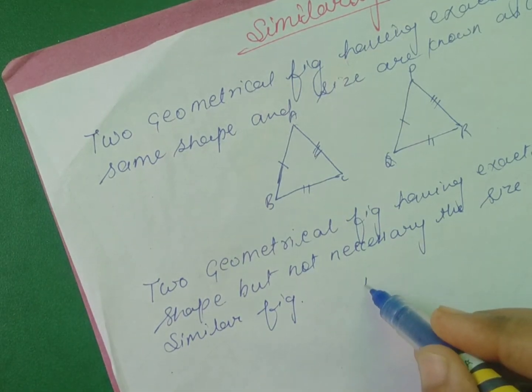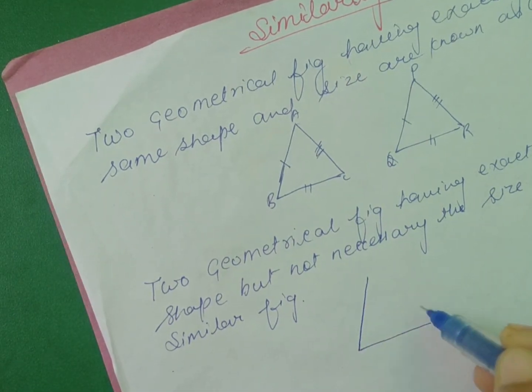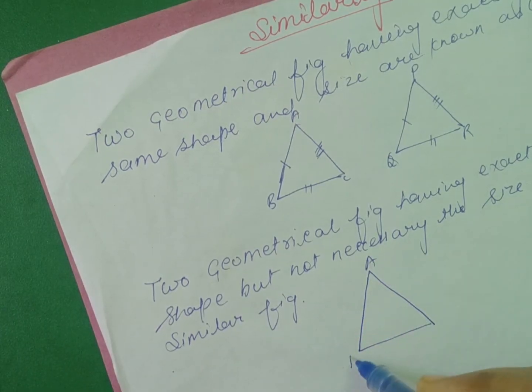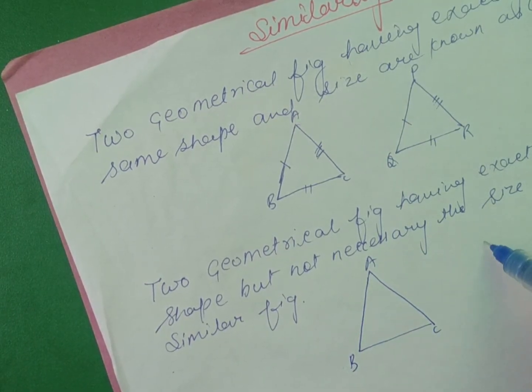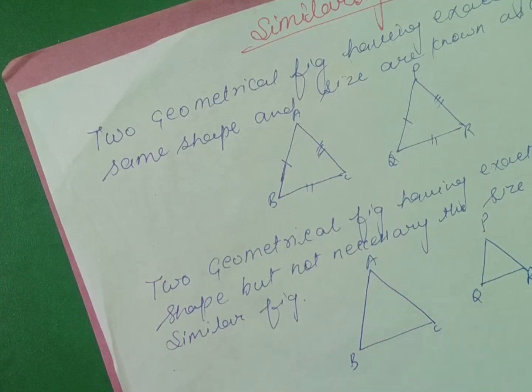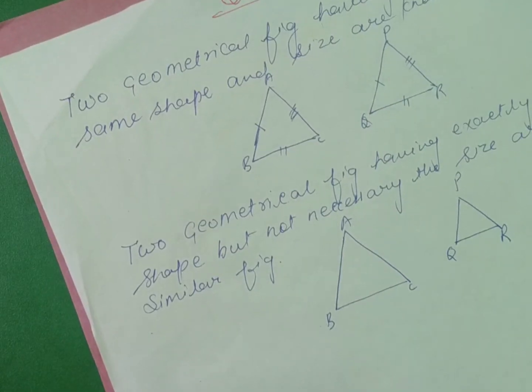Example, these two triangles A, B and C and another triangle PQR. Their shapes are equal, they both are triangle shaped, but not the exactly same size. So these two triangles are similar, right?